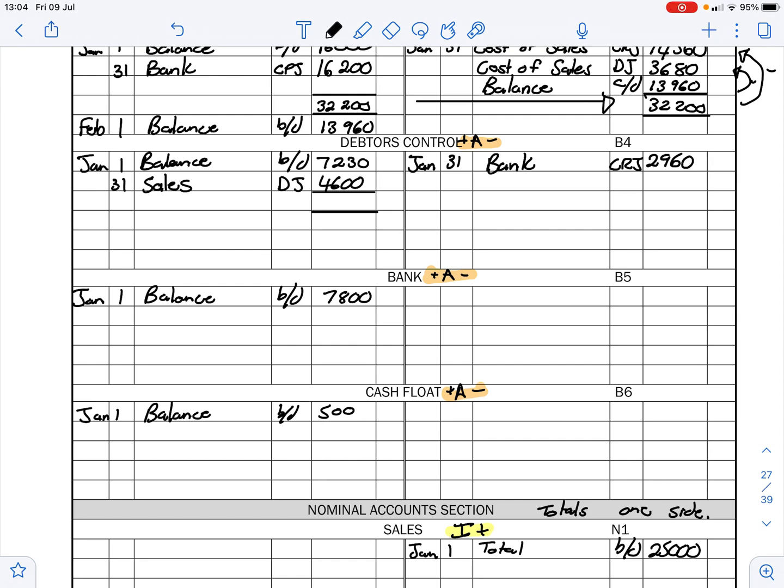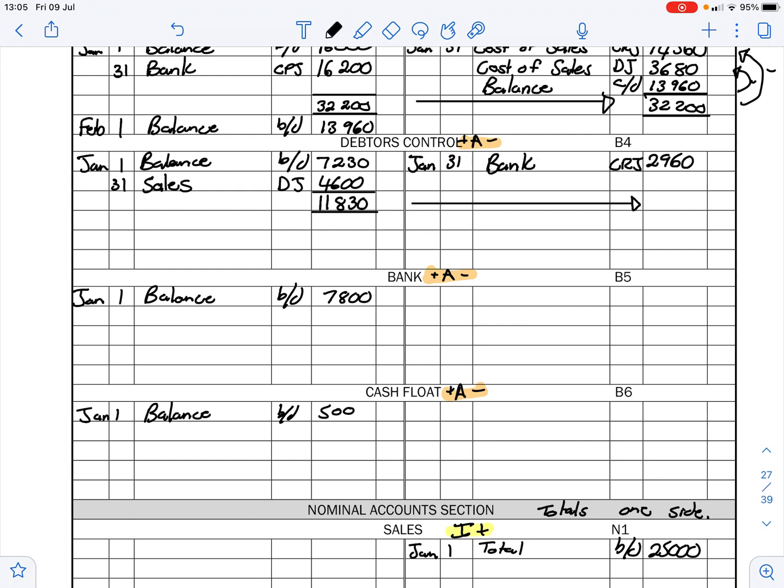If again we look at the naked eye, our debit side is bigger. So what we need to do is add 7,230 Rand plus 4,600 to leave us with an outstanding amount of 11,830 Rand. We take that across.